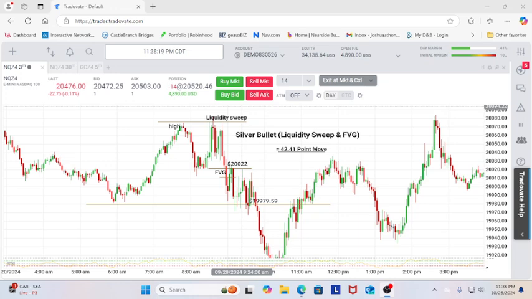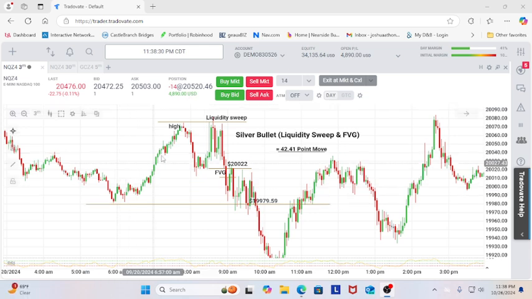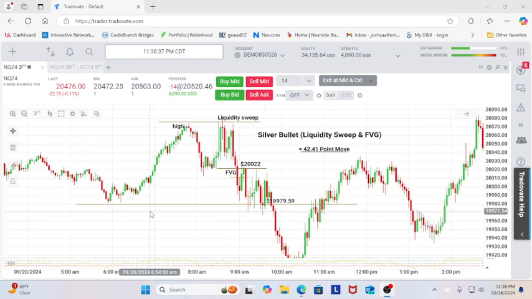What's going on, guys? Today I'm going to be covering the most commonly used trading strategy out there, and the strategy is called the silver bullet. So there's several things we're going to be looking for. We want a low, we want a high, we want a liquidity sweep, and we want a fair value gap, right? So the first thing we're going to look for is a push up, right?